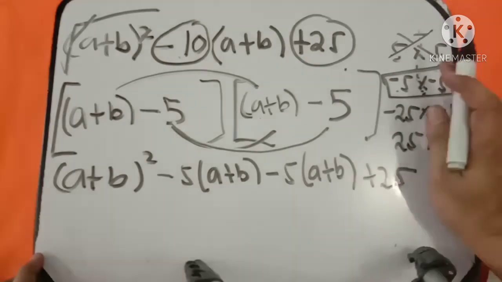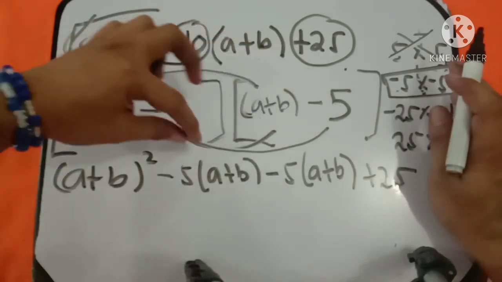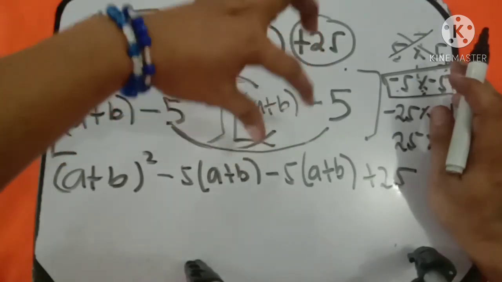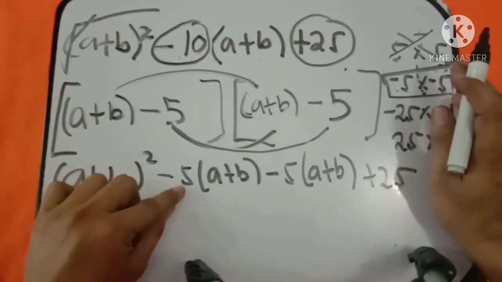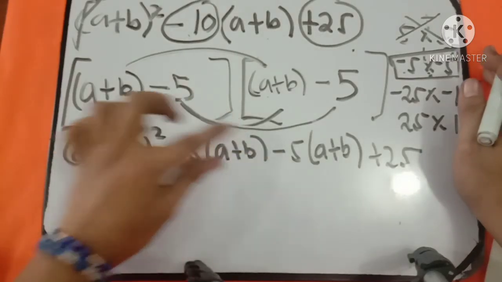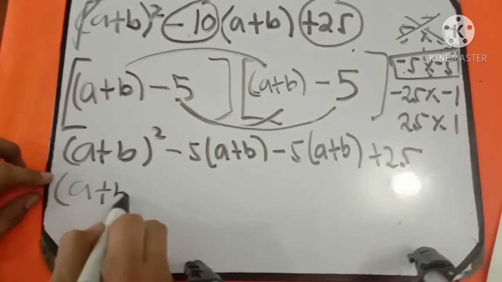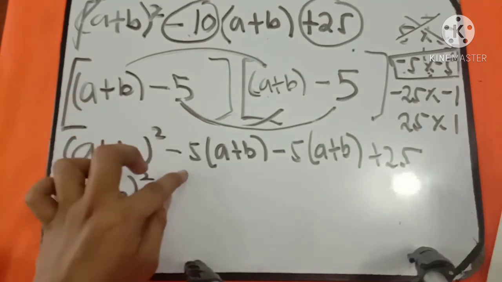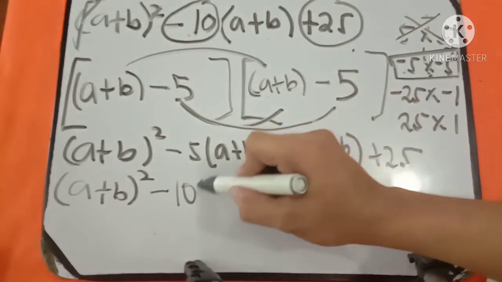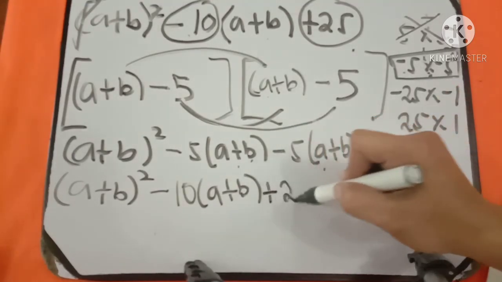Then we simply combine these two terms because they are like terms. Am I right? They are a plus b and a plus b, so we can call them like terms. Again, in order to combine, we just deal with the coefficients. So negative 5 plus negative 5 is negative 10. We copy first the quantity of a plus b squared. Then negative 10, then we copy the common variable, the quantity a plus b. Then just copy the last term, positive 25.